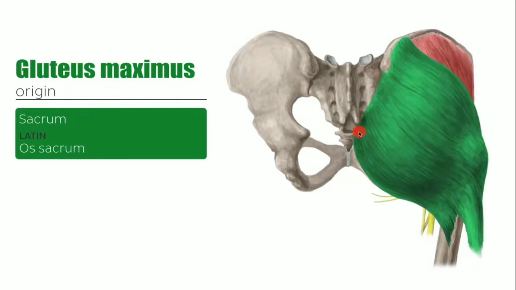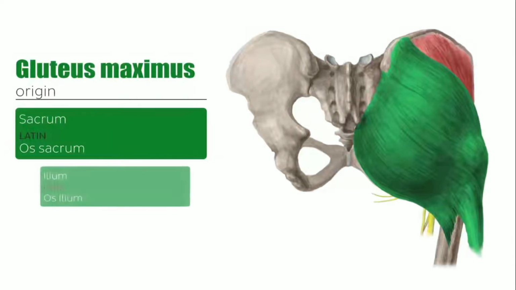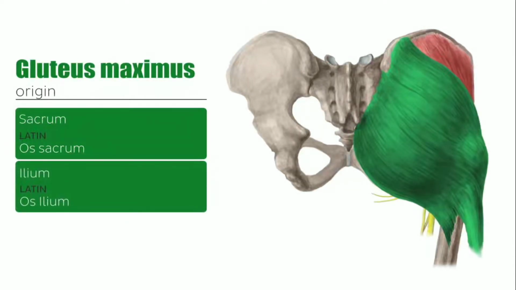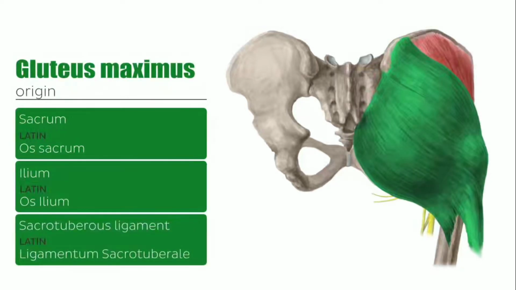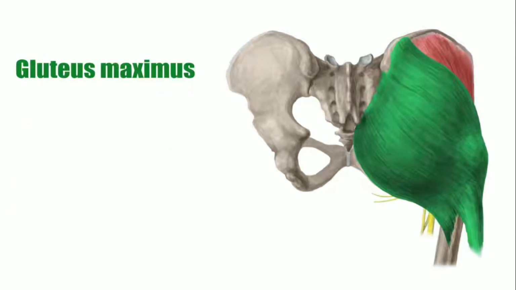You can see here that the gluteus maximus is arising from the dorsal part of the sacrum. The ilium will also serve as an origin point, specifically the gluteal fossa. A ligament will also serve as an origin point, known as the sacrotuberous ligament. And we can also consider the thoracolumbar fascia as an origin point for this muscle. Now let's take a look at the insertion points for the gluteus maximus.